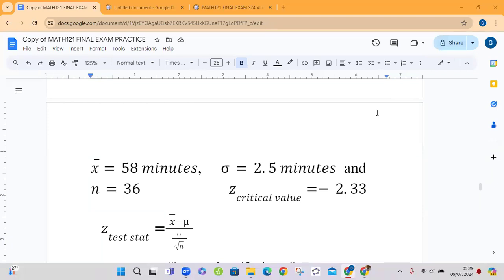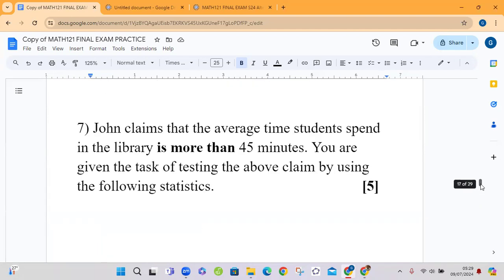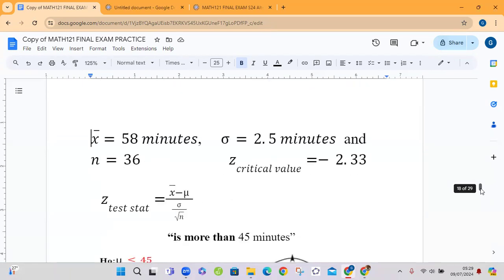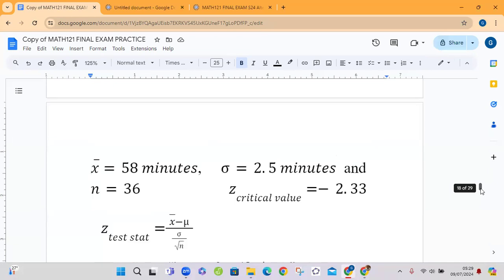Now remember, the claim is made about the population mean. It says that it is more than 45 minutes. The population mean is more than 45 minutes. So there was a sample mean of 58 that was obtained, standard deviation of 2.5 minutes, a sample size of 36, and we've got to use a z critical value of minus 2.33 because this is a z-test for mean. And here is the formula for the z-test statistic.